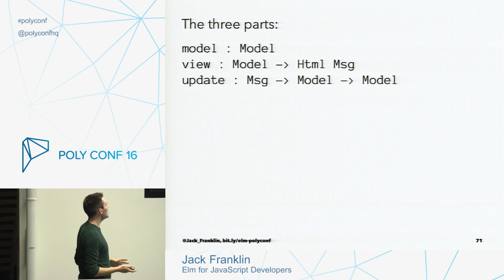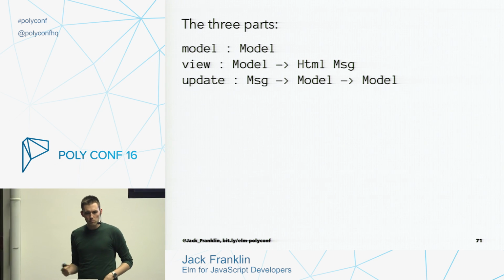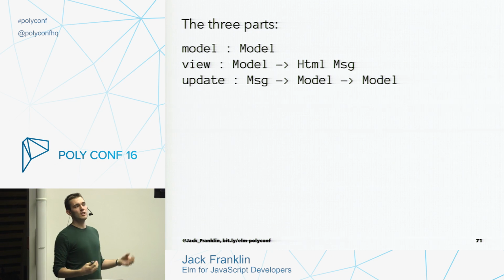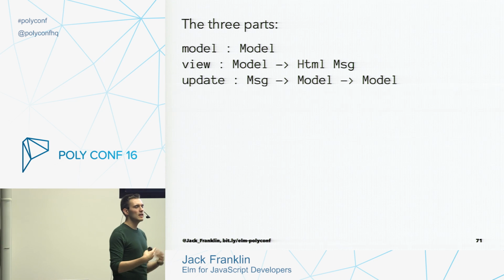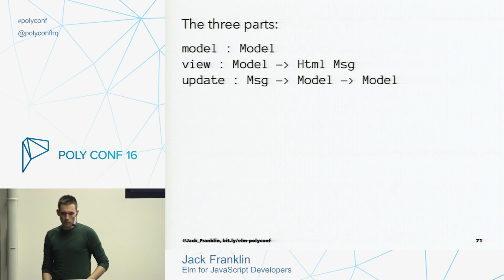There's a model, which is all our data. We model all our state in one place. A view function, which can take the model and produce some HTML. And the update, which can take a message, which is like a user action, say log out or add to do. It can take the model and it can give me back the new model.